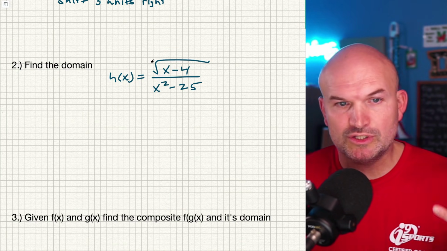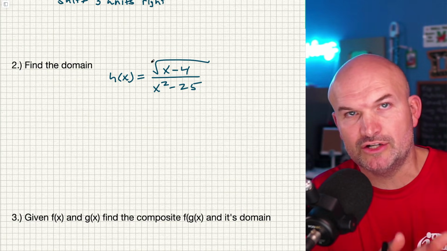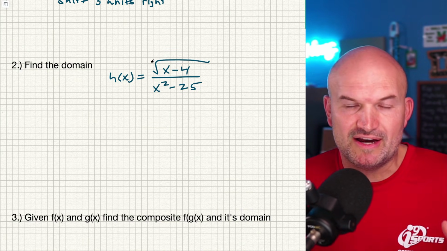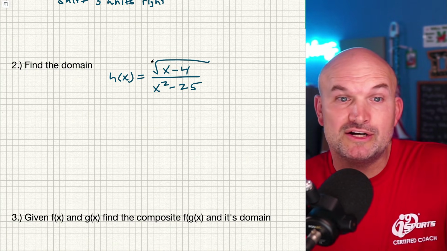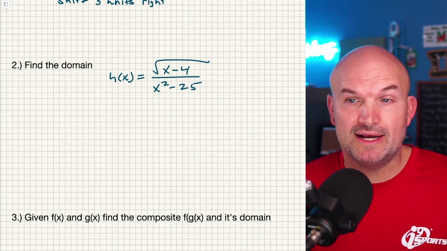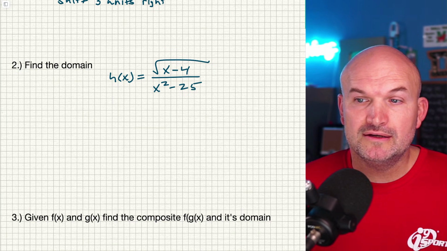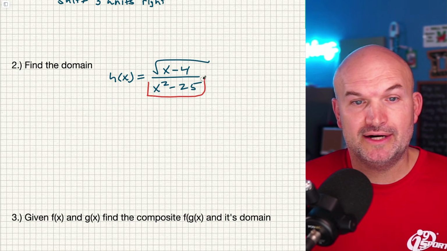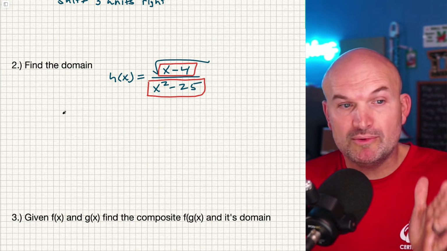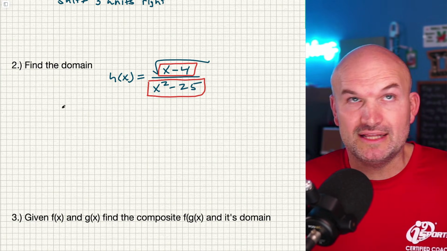Now, the two things that I really drill with my students when we're trying to identify the domain of functions, and again, this is specific to precalculus: you can't divide by 0, and you can't take the square root of a negative number. So we have two things going on here. We have an expression in the denominator, and we have an expression under a square root.